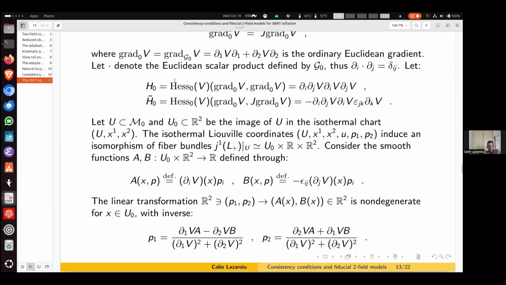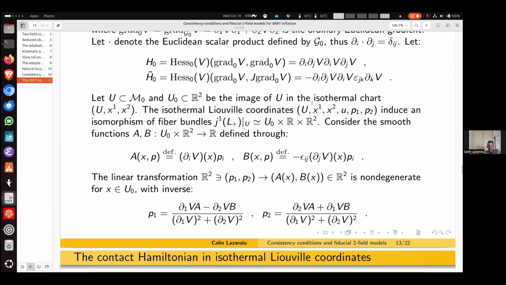Okay. So I'm going to choose an open subset of this non-critical submanifold M0 and let U naught be its image through the isothermal coordinates x1 and x2, which is an open subset of R2. And I mentioned these isothermal Liouville coordinates. I denote them by x1, x2, u, p1, p2. I won't go through that definition. So x1, x2 are coordinates. U is the famous contact coordinate in contact geometry, and P1 and P2 are the momenta. So that's a physical interpretation.